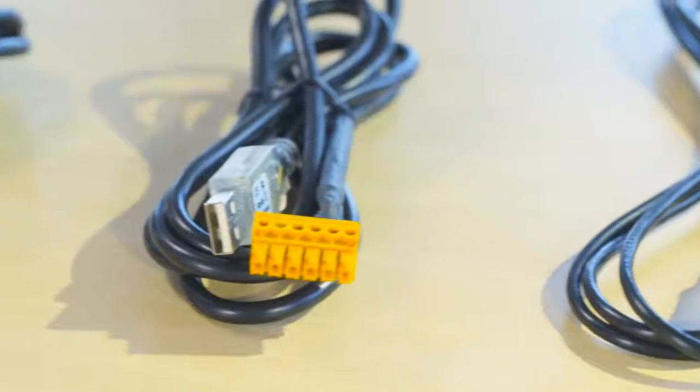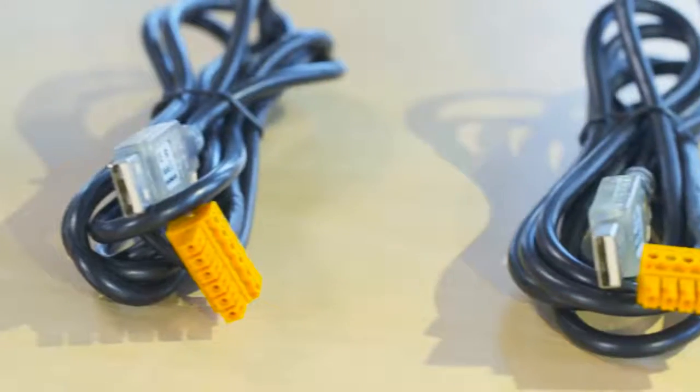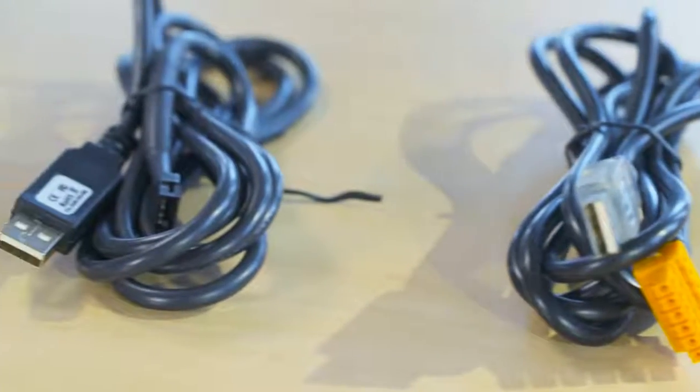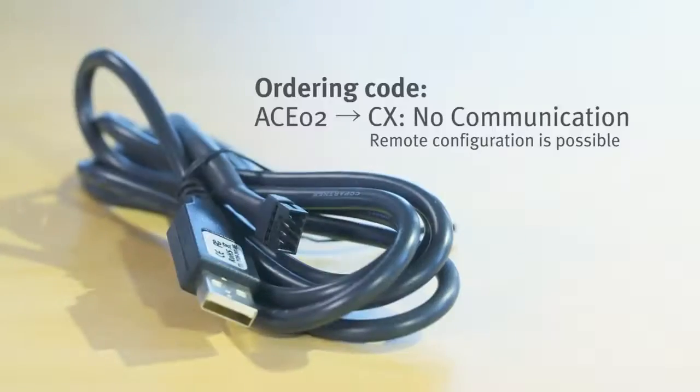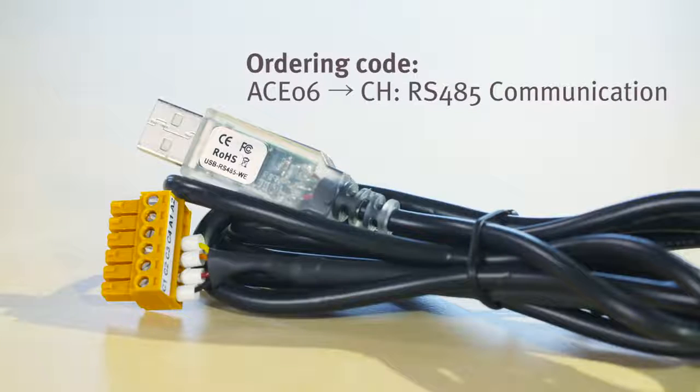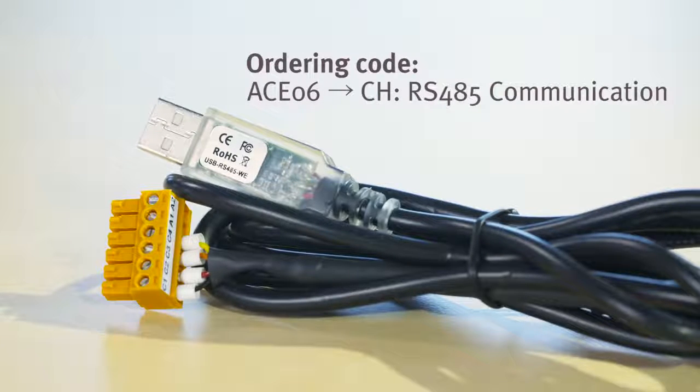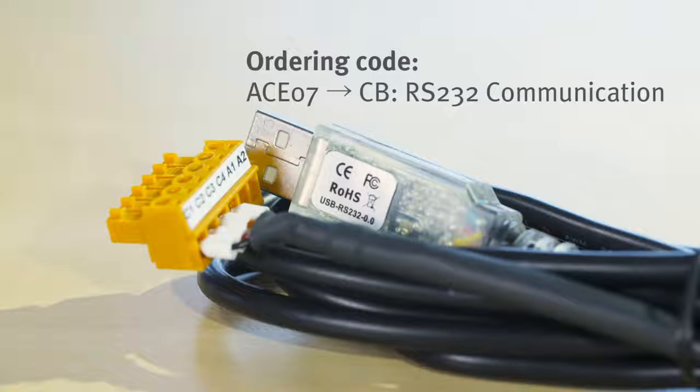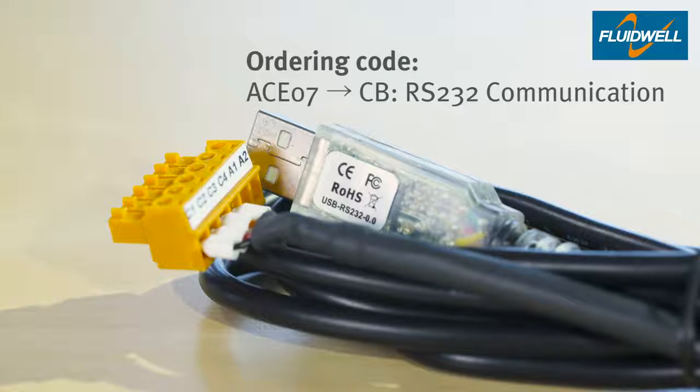Every E-Series communication option requires its own remote configuration cable assembly. For the CX, no communication option, there is a unique black connector cable assembly available. For the options CH, RS485 communication, and CB, RS232 communication, the standard communication connector can be used.